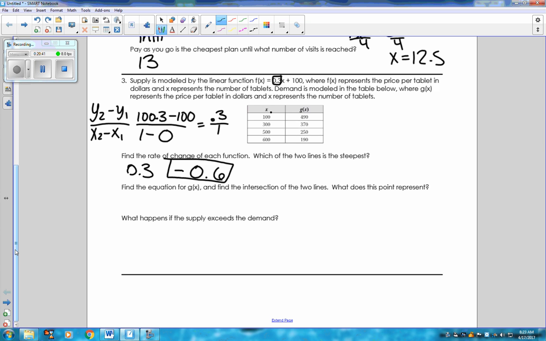The next part says find the equation for g of x. G of x is our graph. What did we say the slope was? What's the next thing we need when we're writing an equation? The y-intercept.